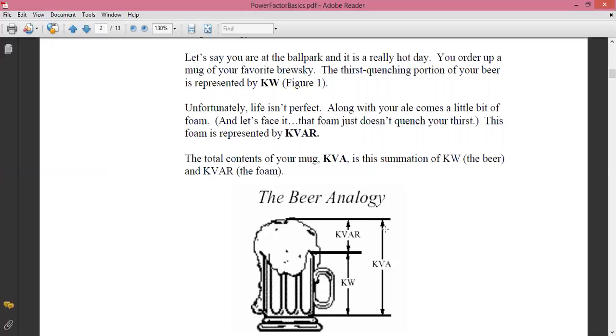So if you add the liquid as well as the foam, the ultimate thing obtained is called your kVA power, which is equal to the summation of kW plus your kVAR. I think with this example you can get an idea of what we mean by active power, what we mean by reactive power, and what we mean by apparent power, isn't it? You can get an idea.